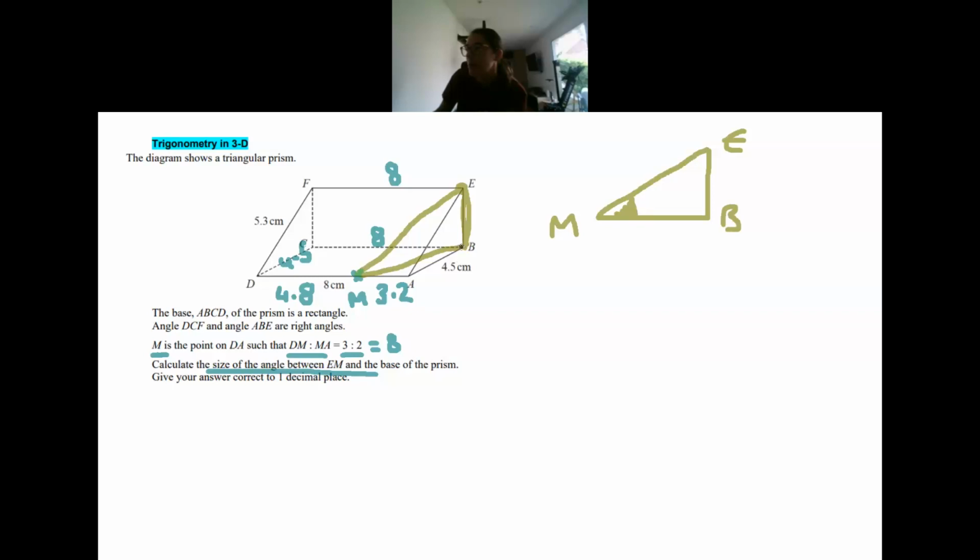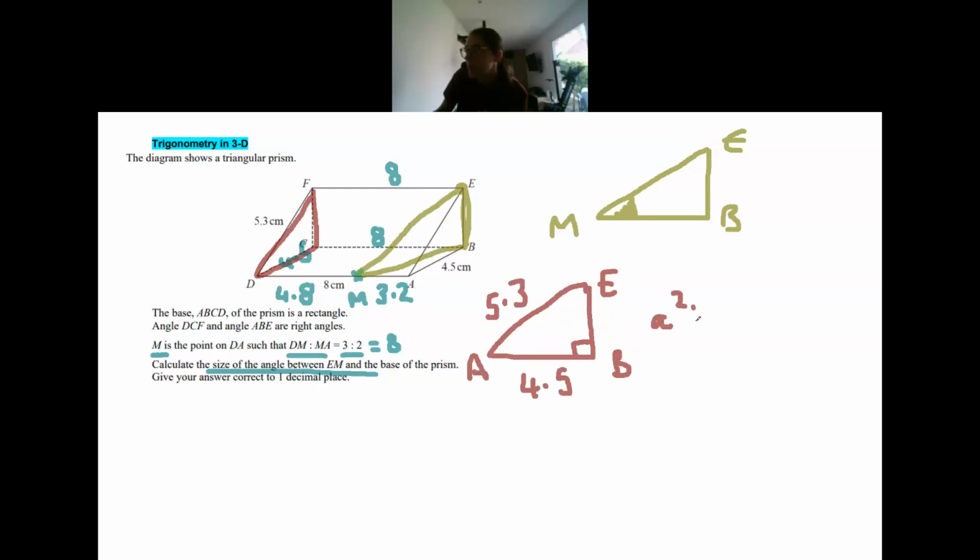But can I find anything out? Yes. I can find out this length here, the height. So EB, because I've got this right angle triangle here. So this is where I think Pythagoras will come into play. So EBA, this bit here, base is 4.5, the hypotenuse is 5.3. So I can find EB because it's common to both.